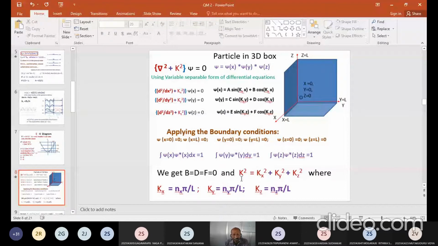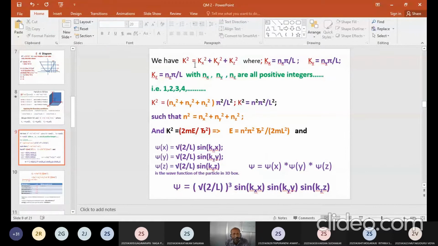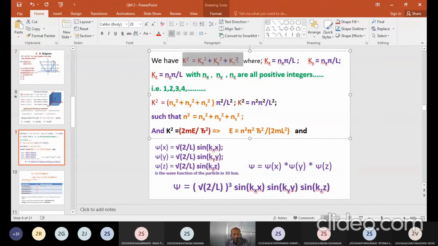Now, when I apply these conditions, I get b is equal to 0, d is equal to 0, f is equal to 0, and k² is equal to kx² plus ky² plus kz², where kx is nx pi by L, and ky is equal to ny pi by L, and kz is equal to nz pi by L. From these things, this seems like an equation of a sphere.